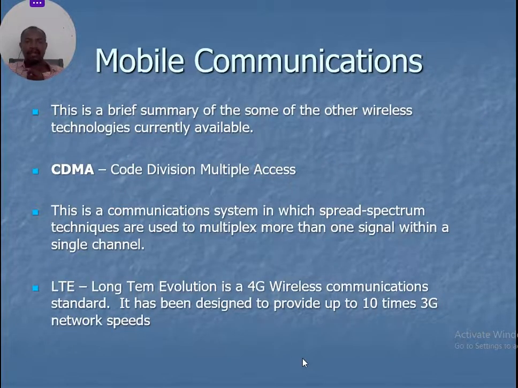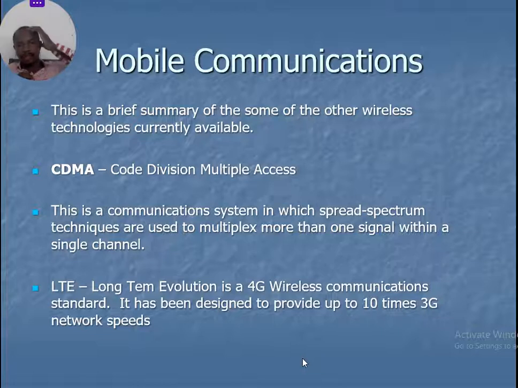Okay? Now let's move on. The last technology: we talked about Bluetooth in this chapter as our first technology, and then we talked about WiMax as our second technology, and then RFID as our third technology used with wireless networks. Then the fourth technology used with wireless networks is called mobile communication technology. Now, this mobile communication technology is, simply said, a summary of some of the other wireless technologies that are currently available. One of them is called CDMA.